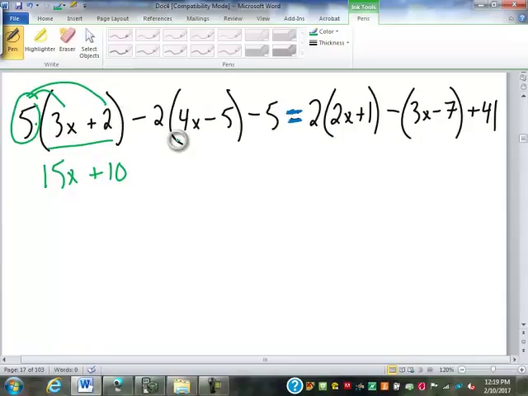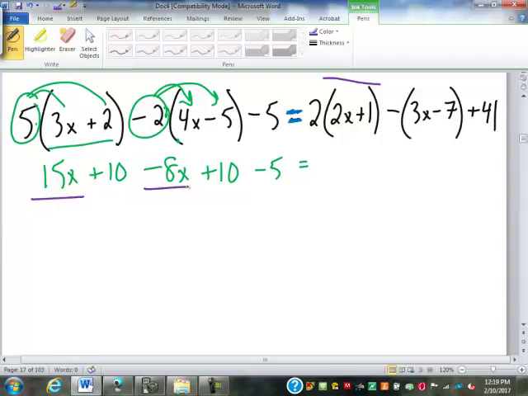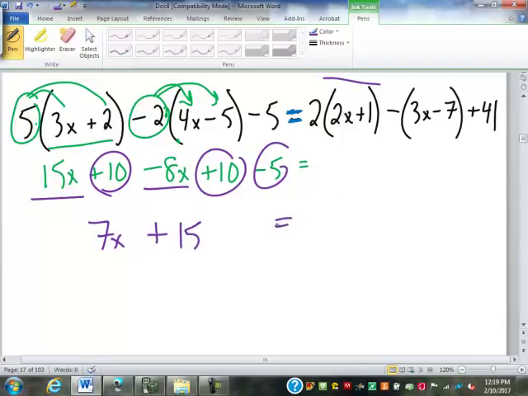Now this parentheses, again, there's nothing to do in it, so we're going to have to do something to it. What is this parentheses being multiplied by? Yeah, it's not 2, it's negative 2. Good. Glad you caught that. So negative 2 times 4x is negative 8x. Negative 2 times 5 is a positive 10. Then we have the minus 5. So now we combine here. 15x and negative 8x is 7x. 10, 10, and negative 5 is a positive 15. So the left side simplifies to 7x plus 15.